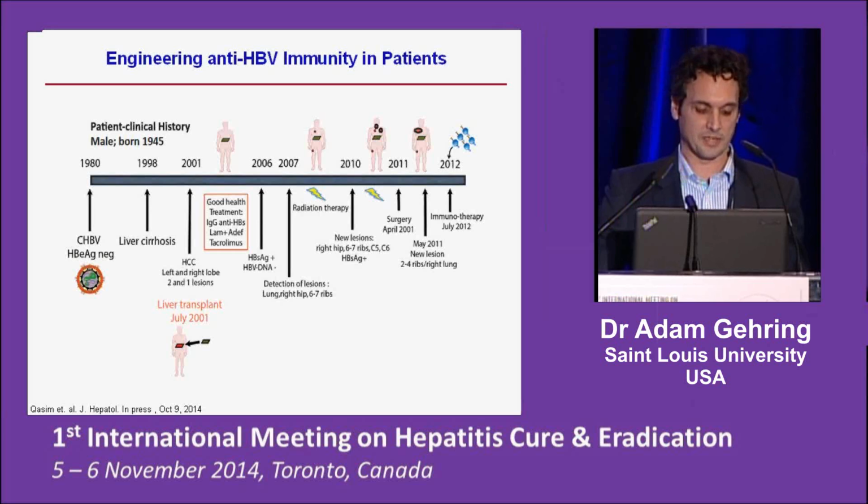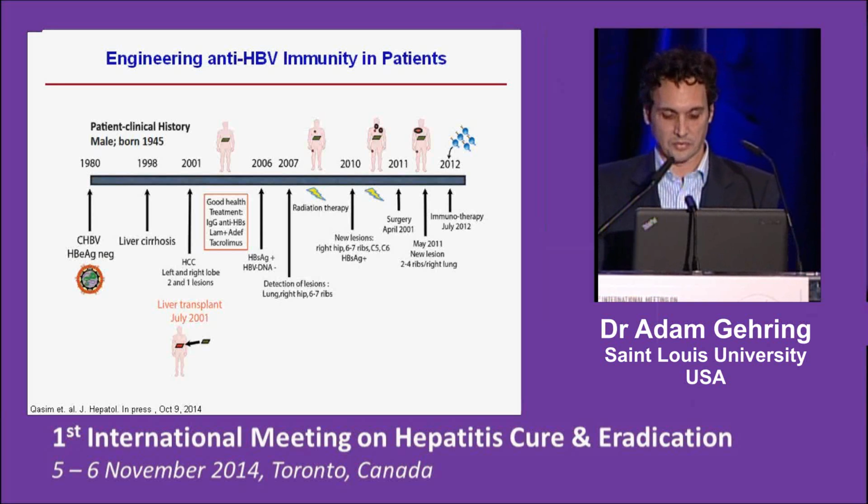And so this drop in S antigen correlated with an increase in the frequency of our T cells in the peripheral blood of this patient, as well as a slight increase in ALT, presumably coming from these tumor cells that are being lysed.